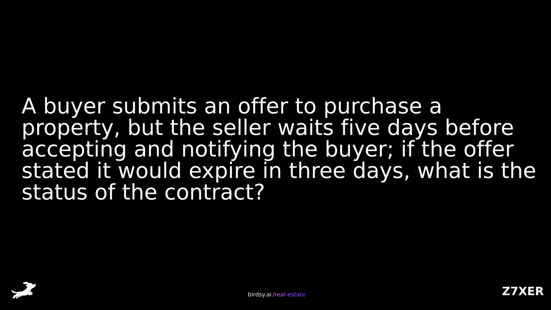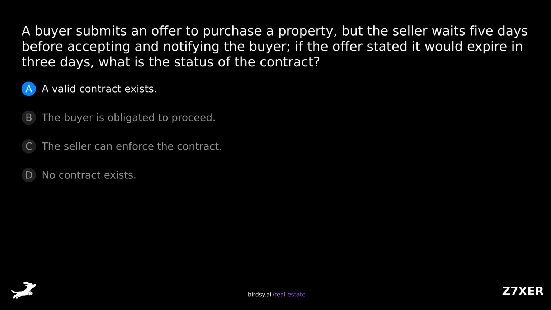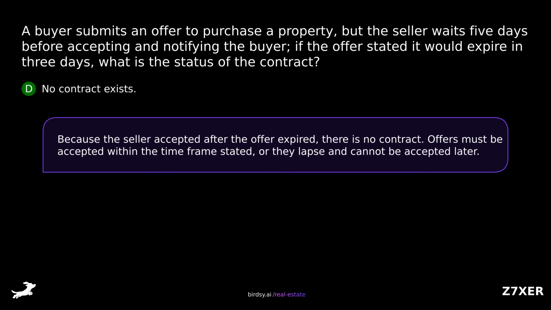A buyer submits an offer to purchase a property, but the seller waits 5 days before accepting and notifying the buyer. If the offer stated it would expire in 3 days, what is the status of the contract? Is it A, a valid contract exists? C, the seller can enforce the contract? Or D, no contract exists? The correct answer is D, no contract exists. Because the seller accepted after the offer expired, there is no contract. Offers must be accepted within the time frame stated, or they lapse and cannot be accepted later.